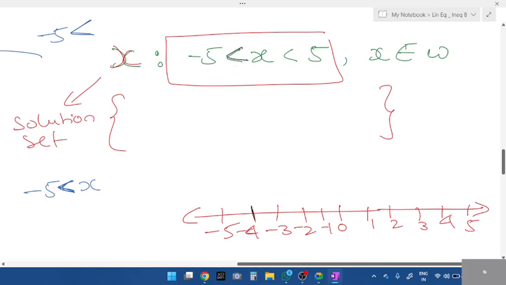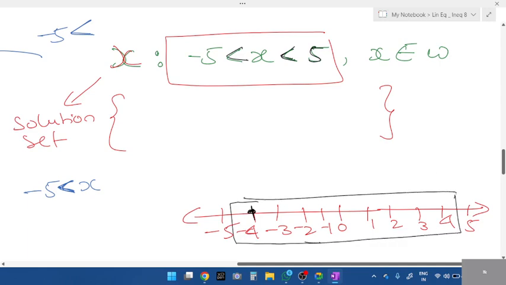Look here. So what are the numbers you have to consider? -4, -3, and x is less than 5. So up to which number you have to consider? From -4 to +4. So the answer is -4, -3, -2, -1, 0, 1, 2, 3, 4. Is this clear? Did you understand?